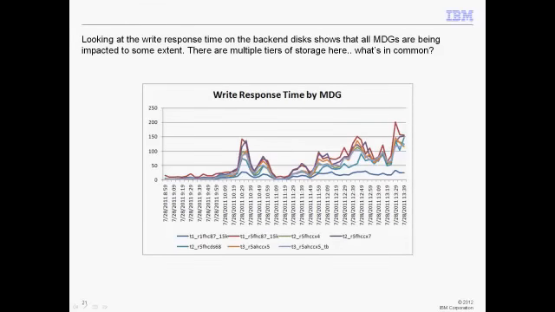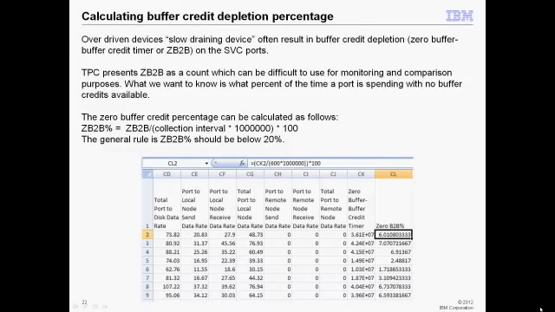Looking at the write response time on the back-end disk shows that all managed disk groups are being impacted to some extent. There are multiple tiers of storage here, so what could be in common? With all of the managed disk groups being affected, something to be suspicious of are the SVC ports, since they are common to all of the back-end disk controllers.